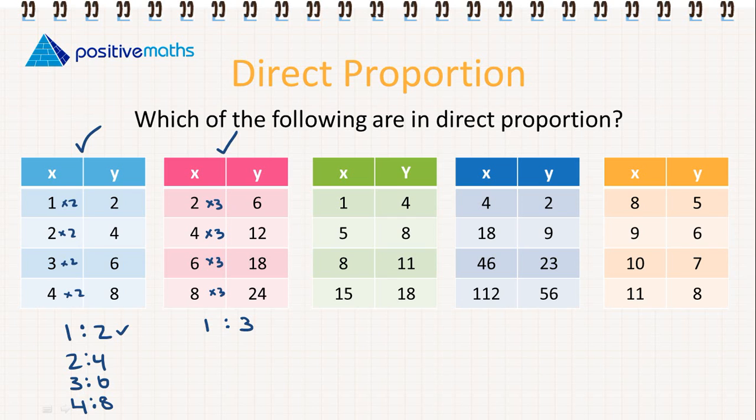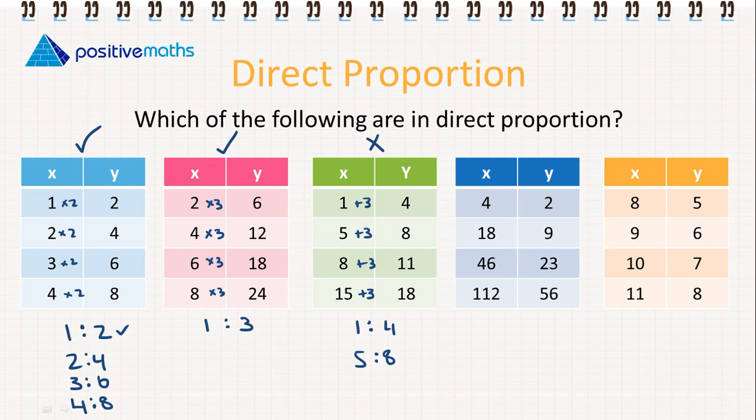Okay, so let's take the green table. We start off with a ratio of 1:4. Then we have a ratio of 5:8. These are not equal. We cannot simplify 5:8 to be 1:4. Therefore, it is not directly proportional. Each time we're adding 3 here, so that's not the same as if we were multiplying it by 3.